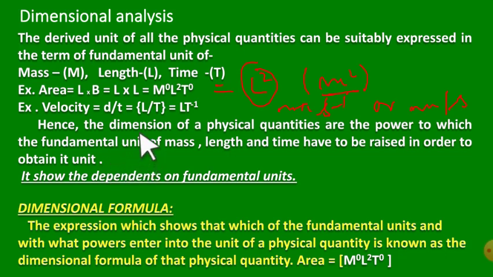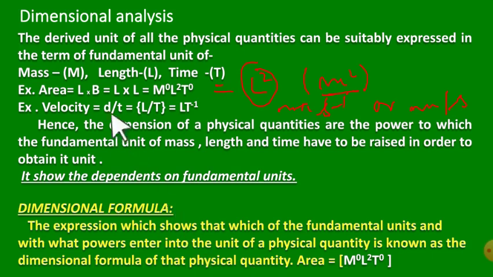So by knowing the dimensions of a physical quantity, we can easily find out its units. Now this dimension shows the dependence on the fundamental units. Next is the dimensional formula. The expression which shows which of the fundamental units and with what power enter into the unit of a physical quantity is known as the dimensional formula of that physical quantity.